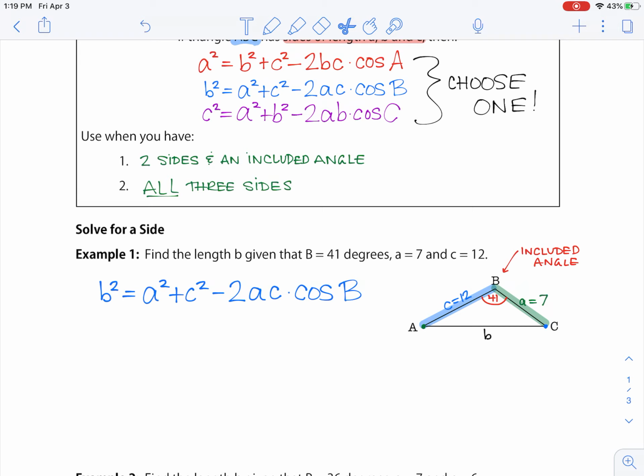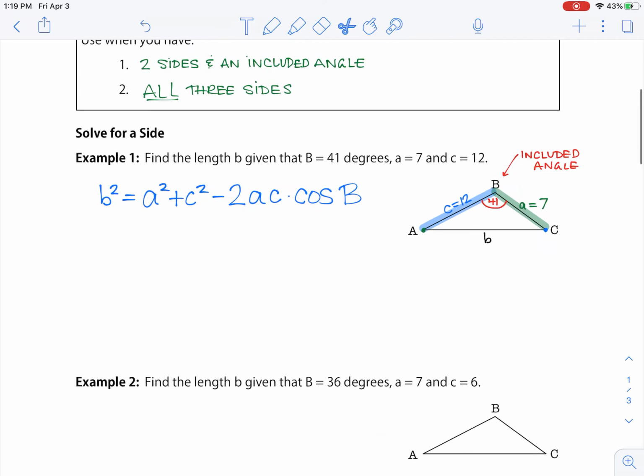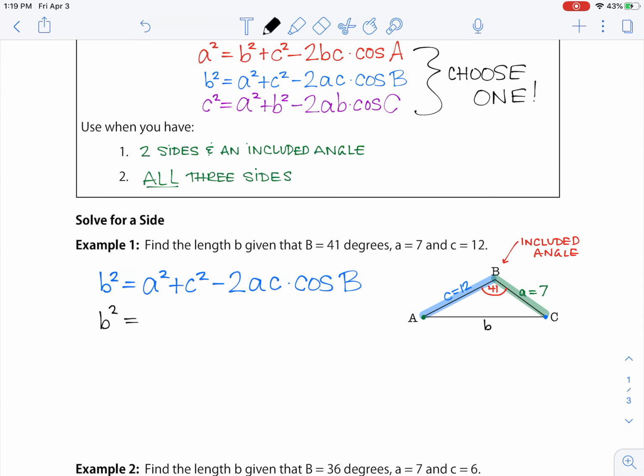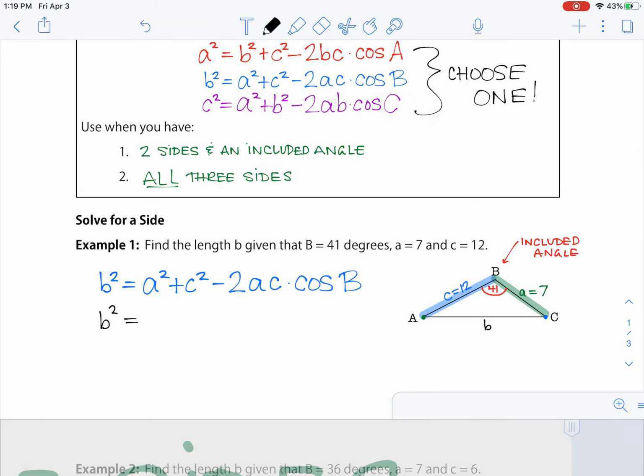All of the triangles in your homework are already labeled, so your first step is really just to choose which of the law of cosines options you should use, depending on the variables the problem uses. All right, now let's go ahead and substitute what we know. We do not know b, so I'm just going to leave it as b squared. a is 7.